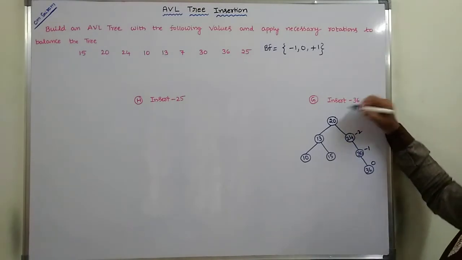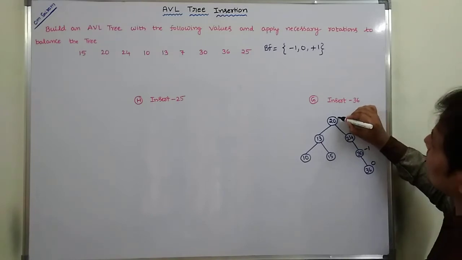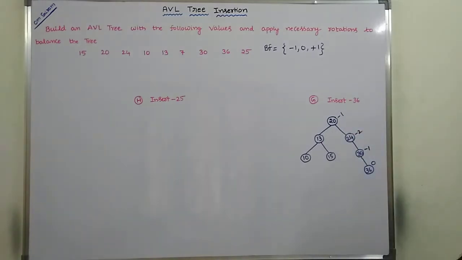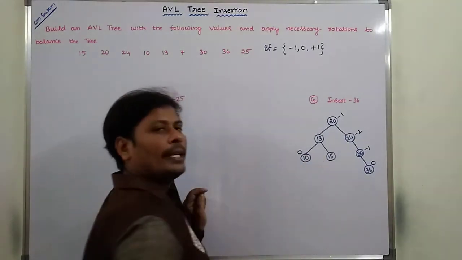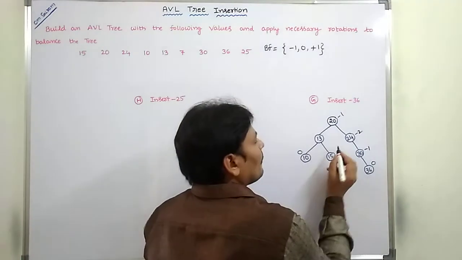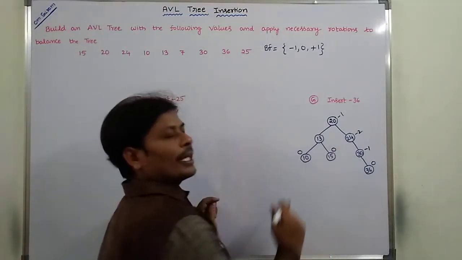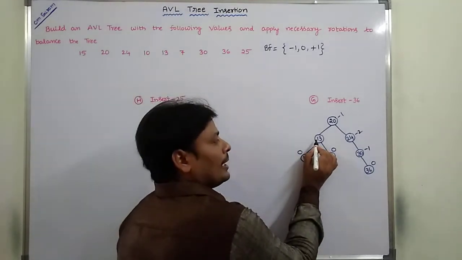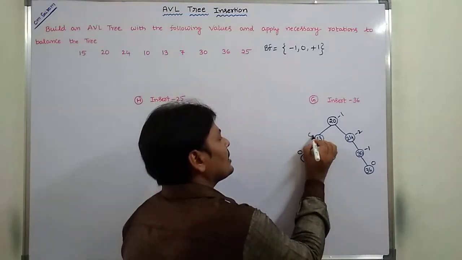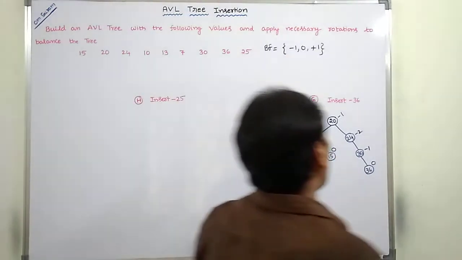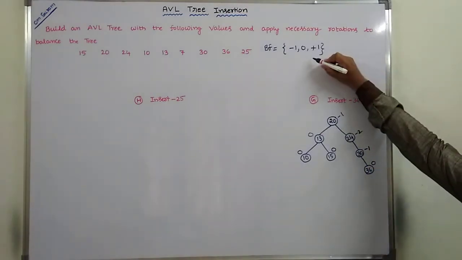Next, for node 20, the height of the left subtree is 2, the height of the right subtree is 3, 2 minus 3 is minus 1. Next, for node 10, there is no left subtree and no right subtree, so 0 minus 0 is 0. For node 15, the height of the left subtree is 0, the height of the right subtree is 0, 0 minus 0 is 0. For node 13, the height of the left subtree is 1, the height of the right subtree is 1, 1 minus 1 is equal to 0. Now here, minus 2 is not a valid balance factor.